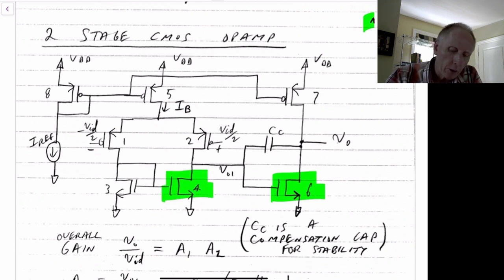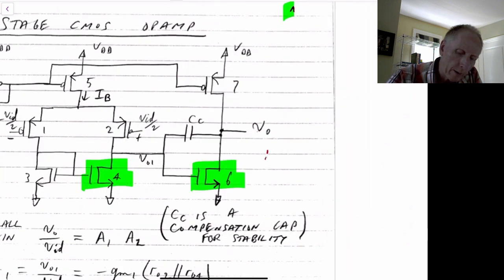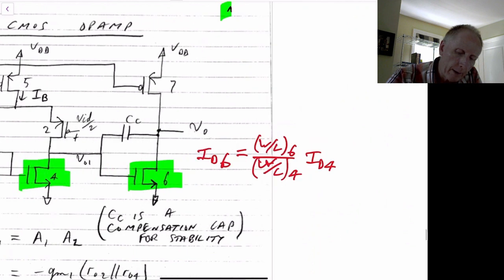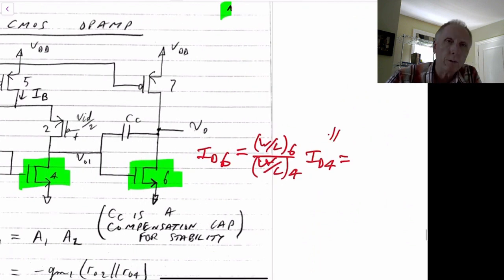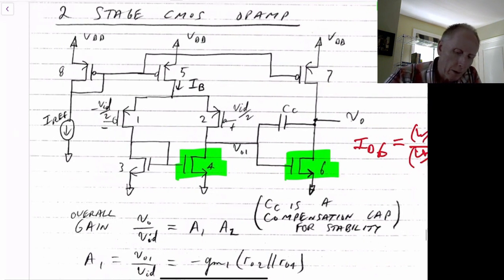So that means we have an equation here now. It says that ID6 is equal to the width over length of 6 divided by the width over length of 4 times ID4. And we know that ID4 is equal to IB divided by 2, because half went one direction and half went the other direction. Half went through M2 and half went through M1. So if we go down here, we have this relationship here then for ID6.